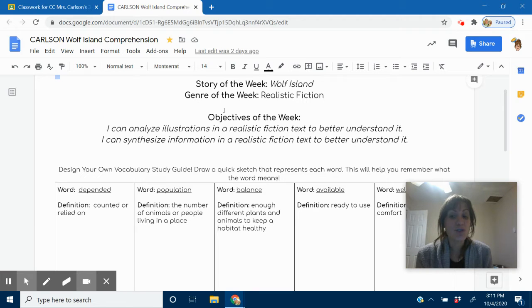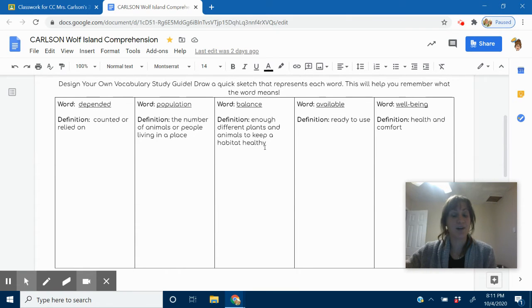So, those two objectives are actually going to come in on Wednesday. That's what we will be focusing on when we do our highlights and underlines. If you don't know what synthesizing information means yet, don't worry. We're going to talk about that more on Wednesday. Today, we are focusing on the realistic fiction part of it. We're making sure that we understand realistic fiction, and then we're also going to go over our vocabulary words that we'll see tomorrow.